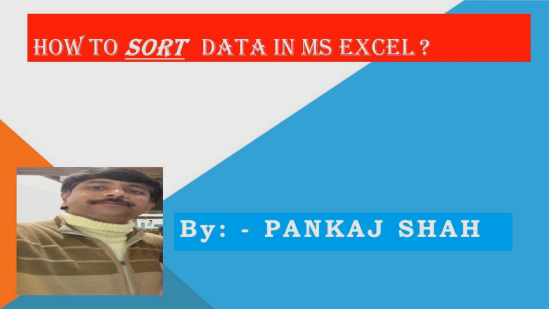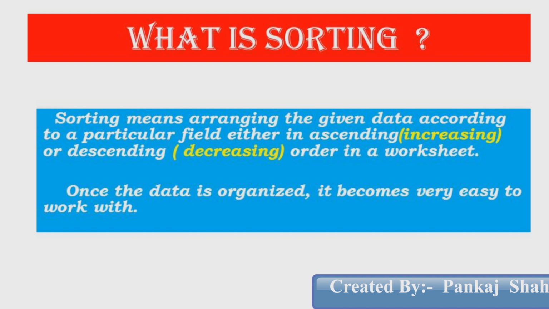Before starting today's class, let's understand what sorting is. Sorting means arranging the given data according to a particular field, either in ascending, meaning increasing, or descending, meaning decreasing order in a worksheet. Once the data is organized, it becomes very easy to work with.